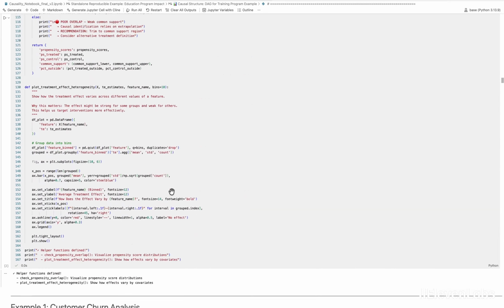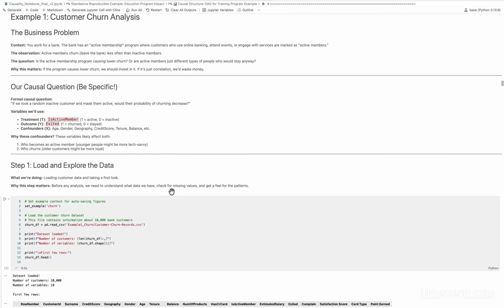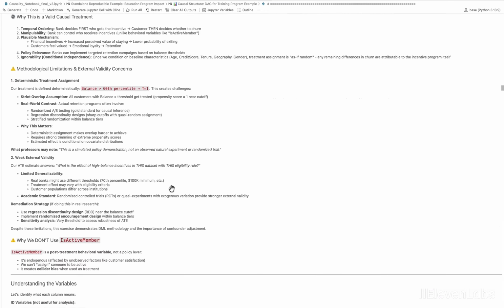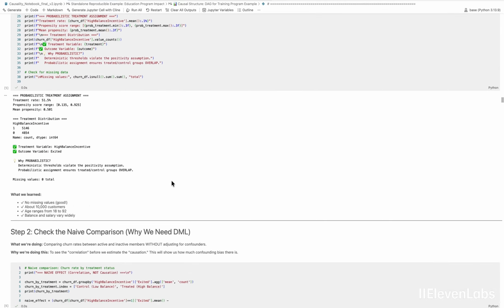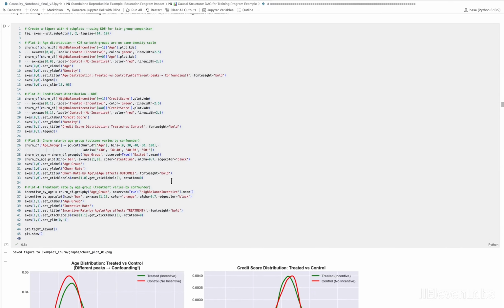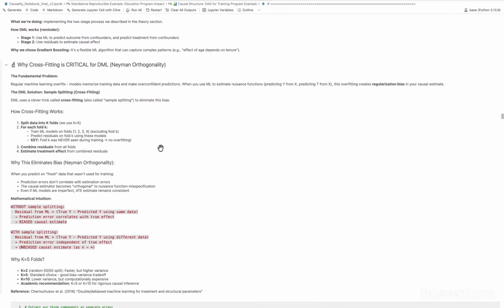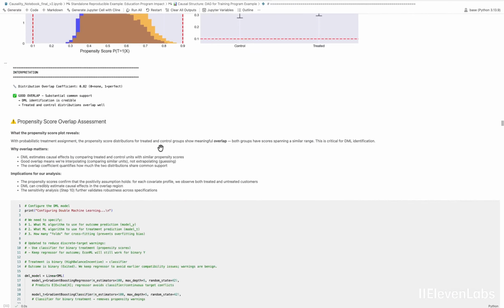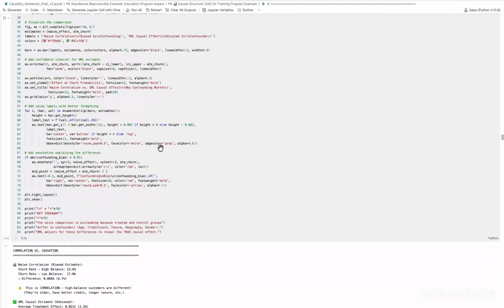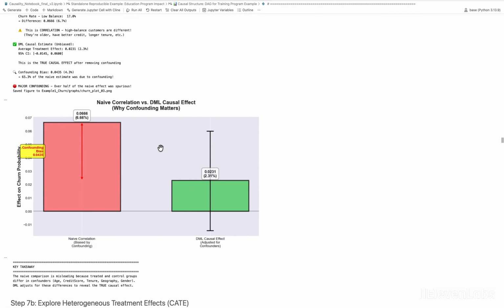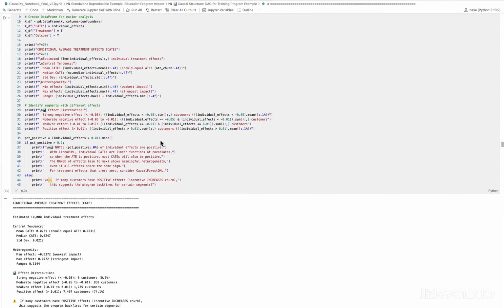In our first example with 10,000 customers, we look at high balance accounts. A naive comparison shows these customers churn 6.7% more than others. But high balance customers are older and have higher credit scores. After running DML, we find the true causal effect is only 2.3%. This means 65.3% of that original correlation was actually just spurious noise from confounding factors. DML revealed that the bank's risk wasn't as high as the raw data suggested.